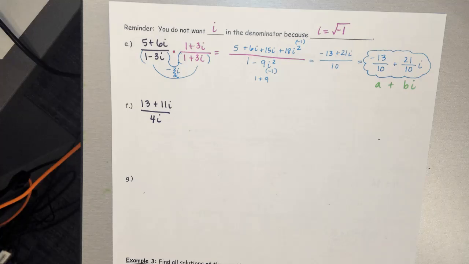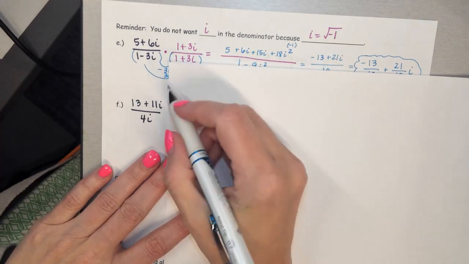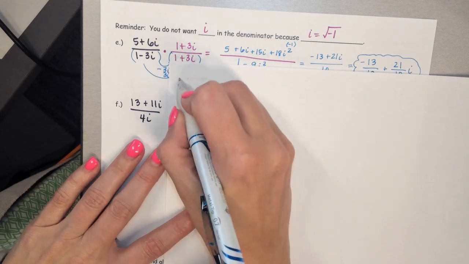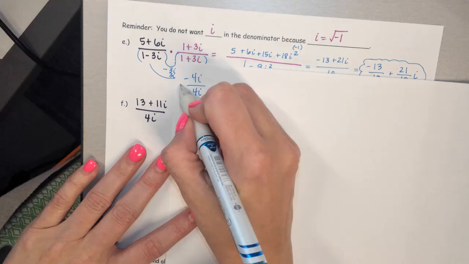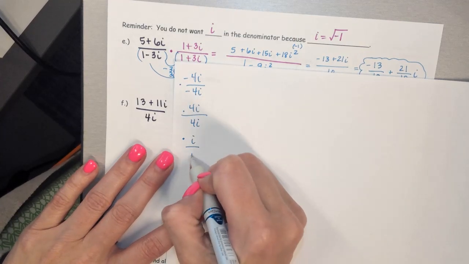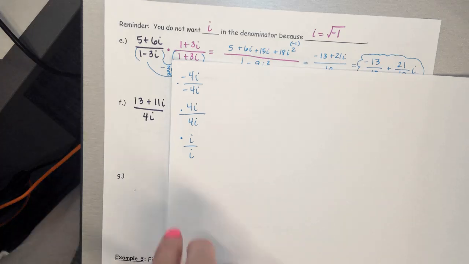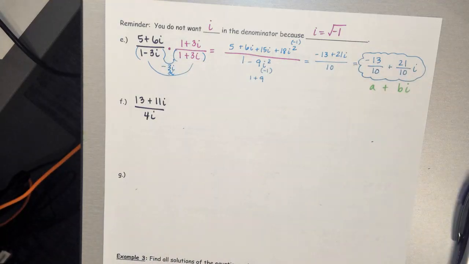Okay, so I thought people multiply by either 4i over 4i, that works. You can multiply by negative 4i over negative 4i. Or you can multiply by i over i. All of those are correct. Any of those are going to get you what you need, which is an i squared on the bottom so that you can plug in negative 1.